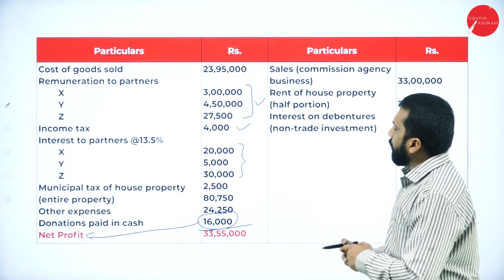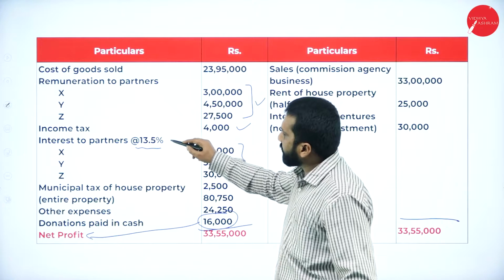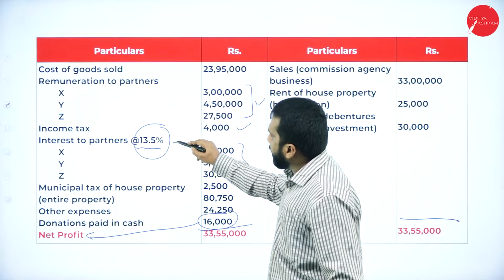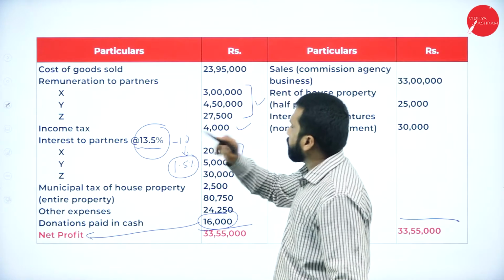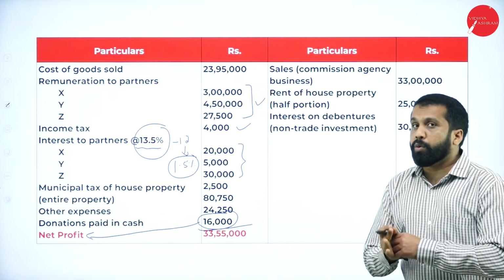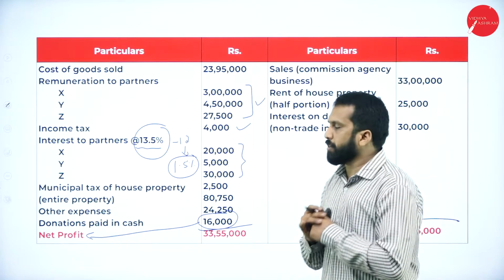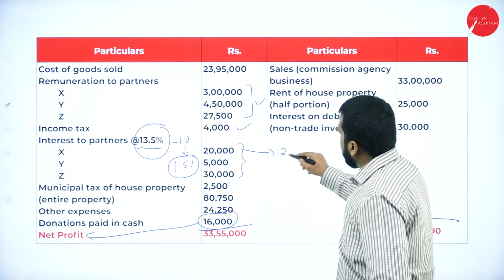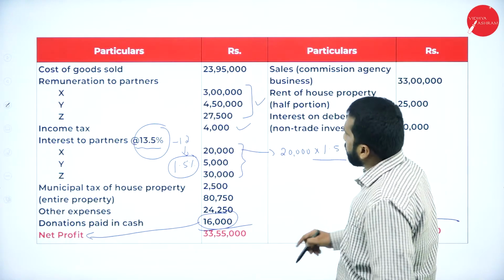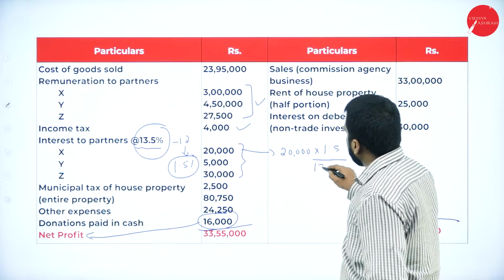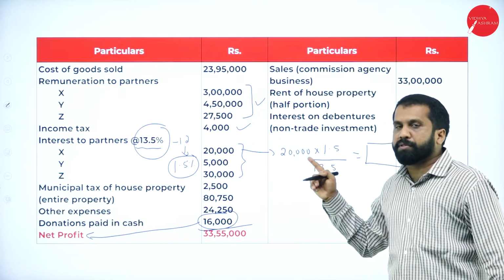Now, as per this, interest on partners' capital is 13.5. What is the extra here? Minus 12. Your answer is 1.5%. What is the extra here? 1.5%. How to find out 1.5%? Remember, 20,000 multiplied with 1.5 divided by what is the percentage? 13.5. You will get the answer. Like this, you are supposed to find out.